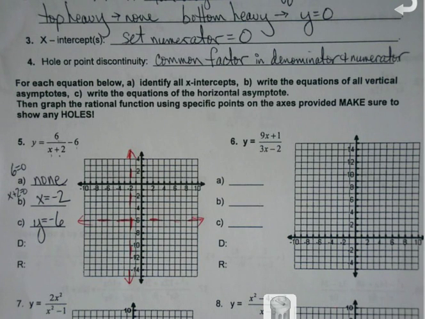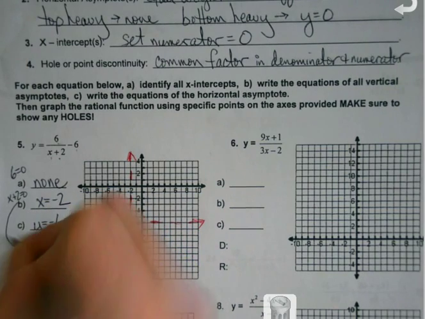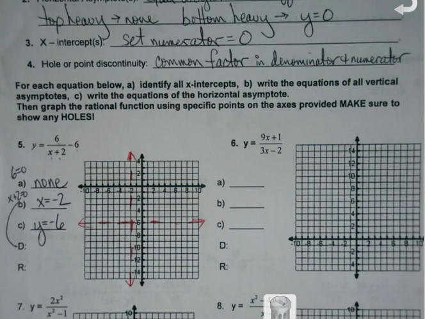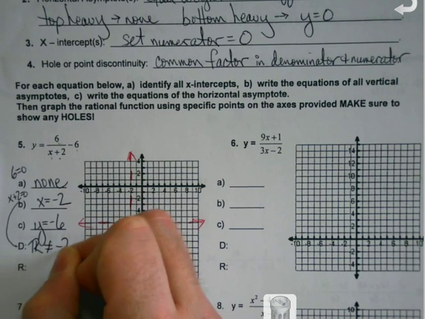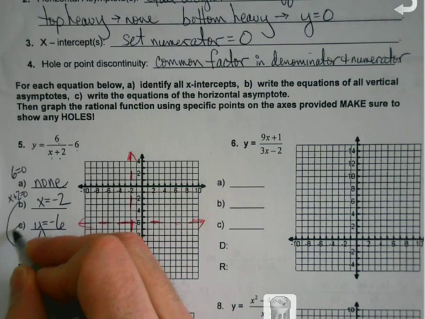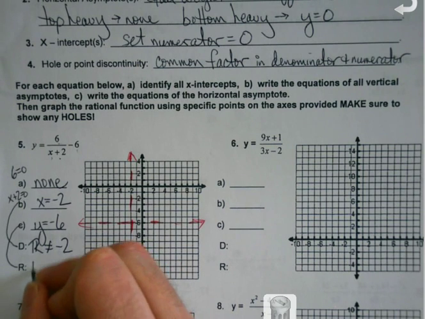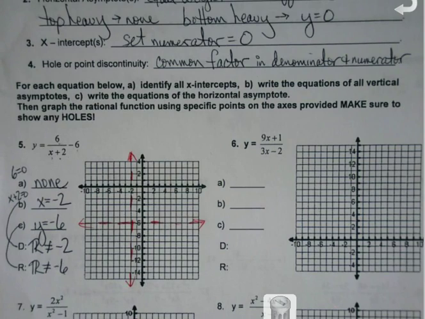And then I notice I'm asked for the domain and range, and I go, oh yeah. My vertical asymptotes and my domain go hand in hand. It's all reals not equal to -2. My horizontal asymptotes and my range go hand in hand. All reals not equal to -6.